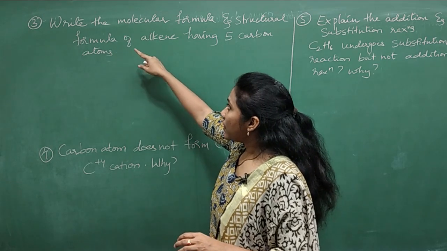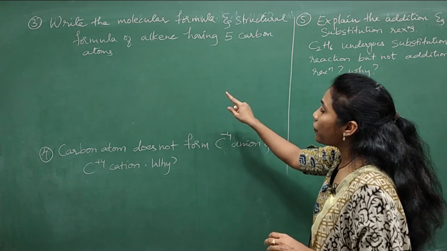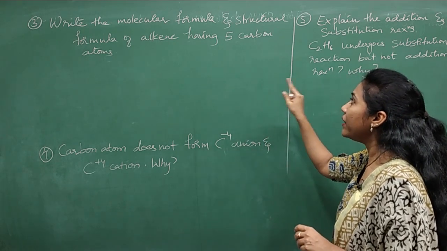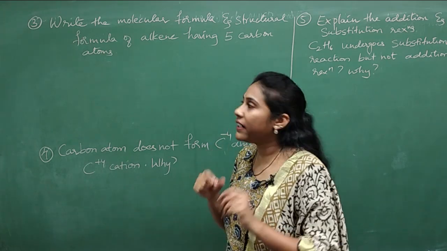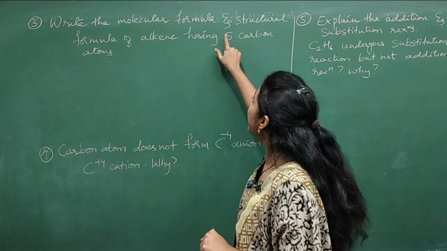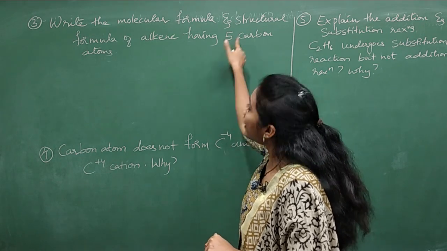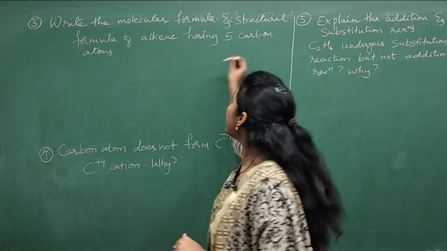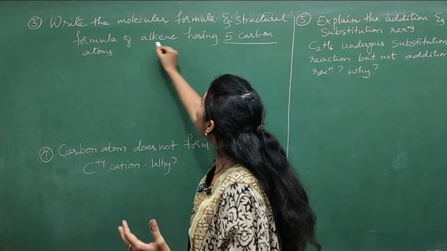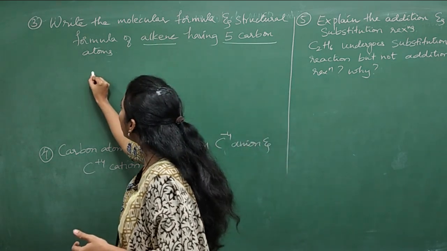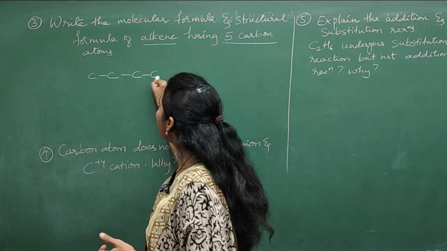Coming to the third question, guys. Write the molecular formula and structural formula of an alkene having 5 carbon atoms. So this is another type of question which is really very important. You should write the molecular formula for 5 carbon atoms and also the structural formula. First I will show you how to write the structure. 5 carbon alkene, they said. So put 5 carbons with single bonds first. 1, 2, 3, 4, 5.